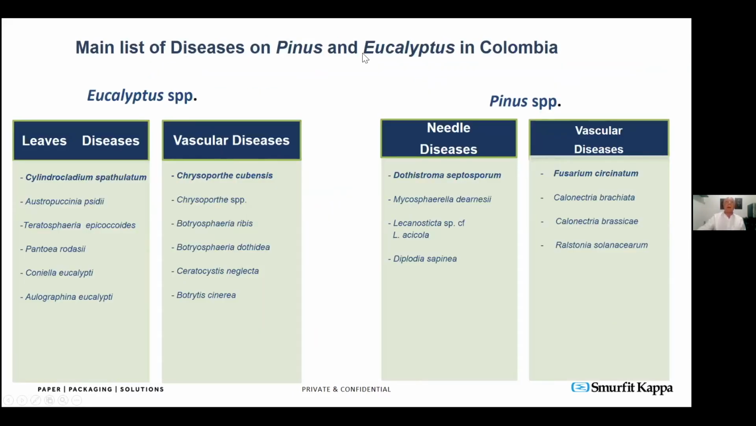Now, talking about diseases in Pinus and eucalyptus, we have some important diseases: Cylindrocladium spathulatum for leaf disease in eucalyptus, Austropuccinia, Teratosphaeria, Pantoea, Coniella, Aulographina. And for vascular disease, Chrysoporthe is so important, Ceratocystis and Botryosphaeria. For needle diseases in Pinus, Dothistroma septosporum, Mycosphaerella, Lecanosticta, and Diplodia sapinea. In vascular disease in Pinus, Fusarium circinatum, Calonectria brachiatica, and Ralstonia solanacearum.